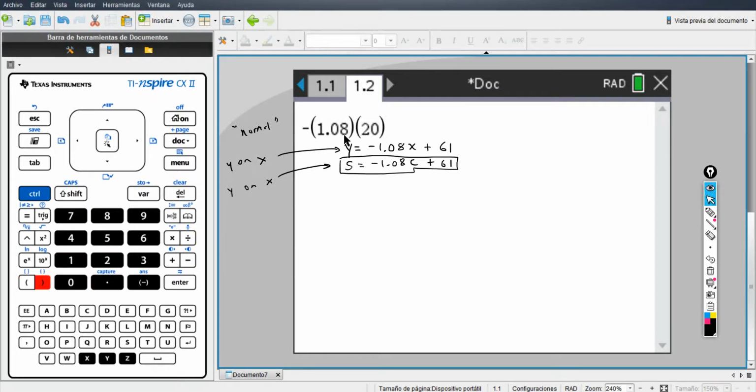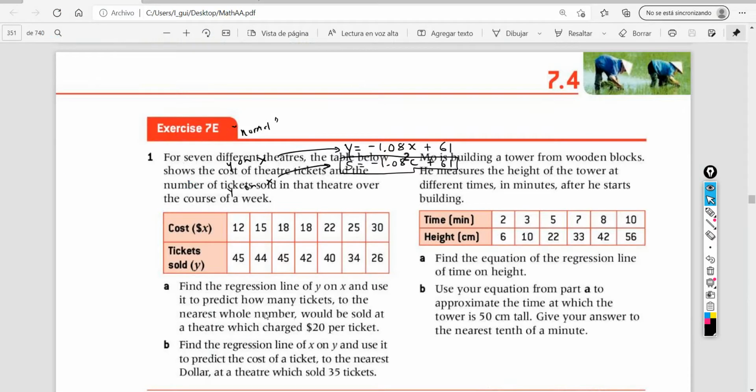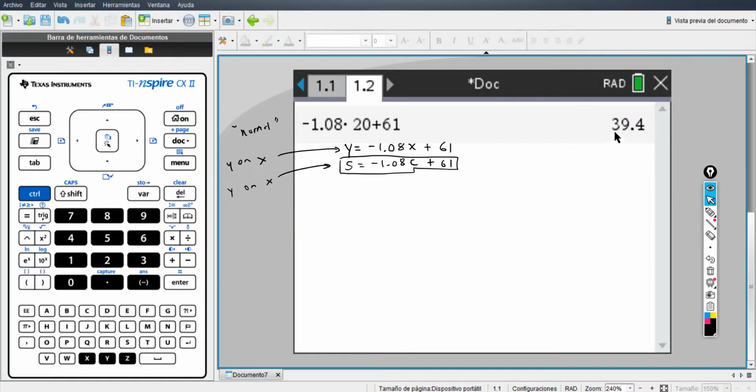So the cost is 20, plus 61, and we get 39.4, which is about 39, right? If we round to the nearest integer. So we're gonna be selling about 39 tickets for a cost of $20. Okay, that's it. That solves this particular problem. How many tickets are we gonna be selling? Around 29. I'm sorry, around 39. Around 39.